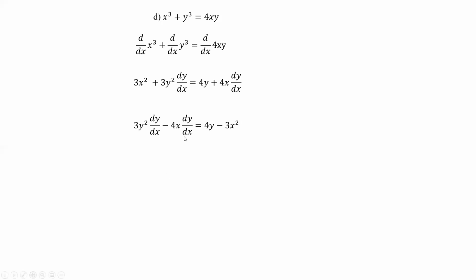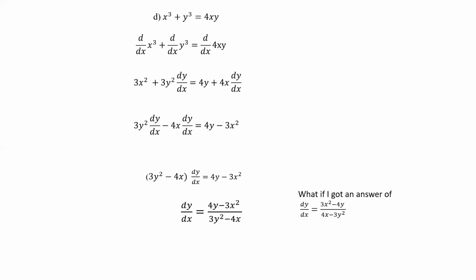Now to get dy dx by itself, we'll factor it. It's multiplied by 3y squared minus 4x. We can then divide both sides by 3y squared minus 4x. Beautiful answer. I don't think we can clean it up at all. Now, what if you get an answer of 3x squared minus 4y over 4x minus 3y squared? Compare the two answers. It turns out, although they don't look the same, they are exactly the same.